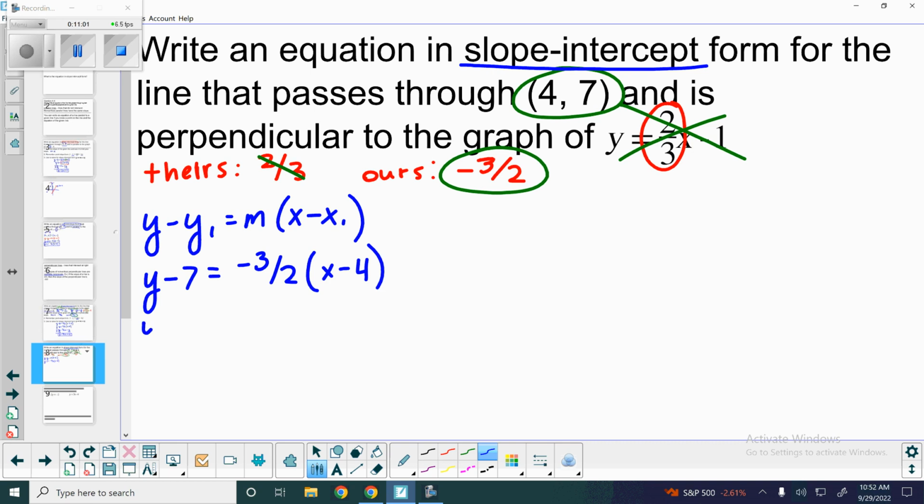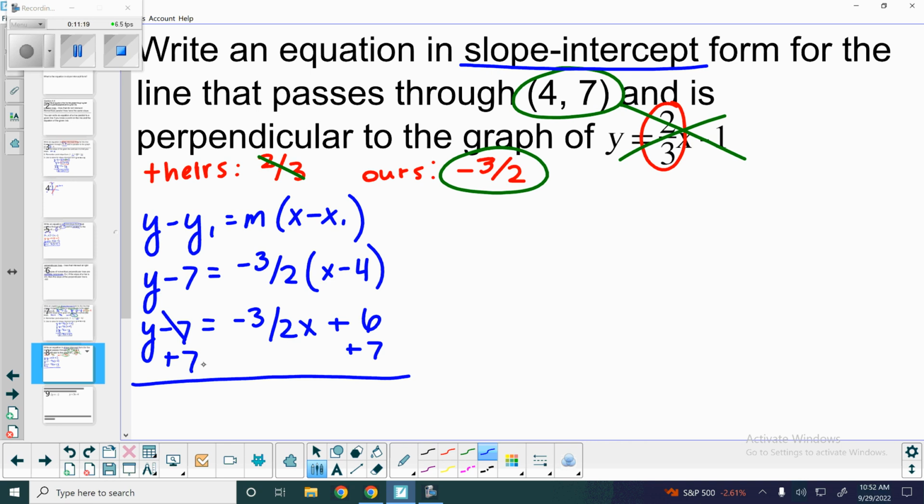We're going to start with the distributive property to solve this all the way. So it'd be negative 3/2x. The negative 3/2 times a negative 4 is going to become a positive. 3/2 times 4 is going to be 12/2, which is going to be 6. And finish that by adding 7 to both sides. That's going to make our final answer: y is equal to negative 3/2x plus 13. Okay, so that's how we're going to go about making those perpendicular graphs.